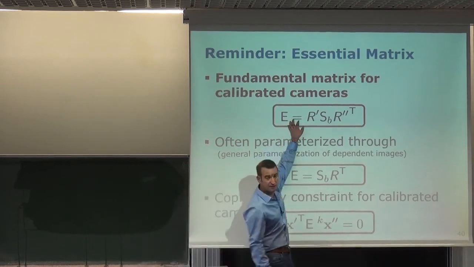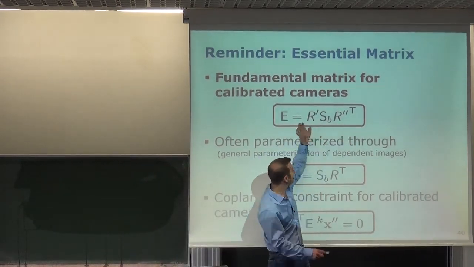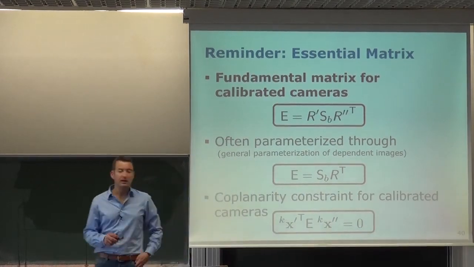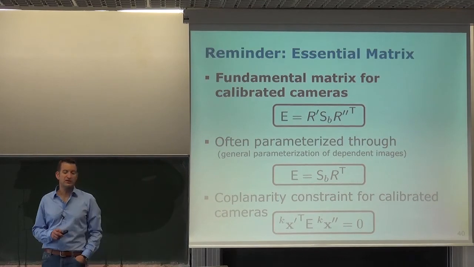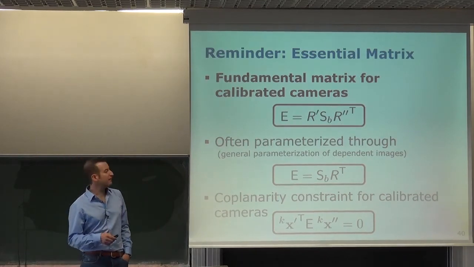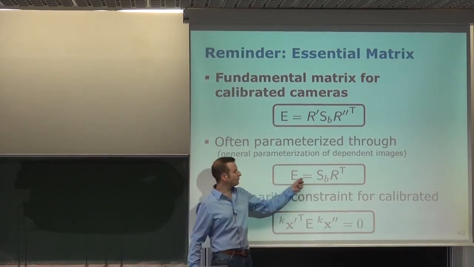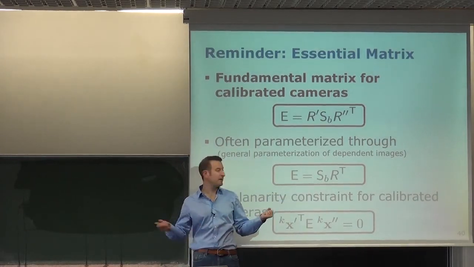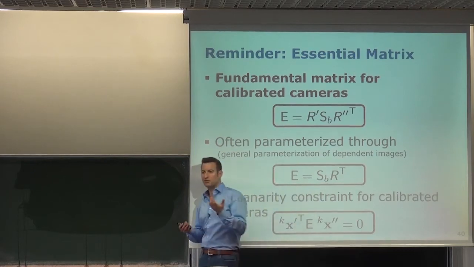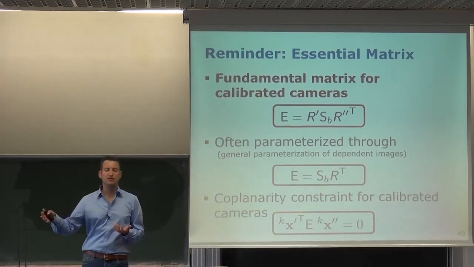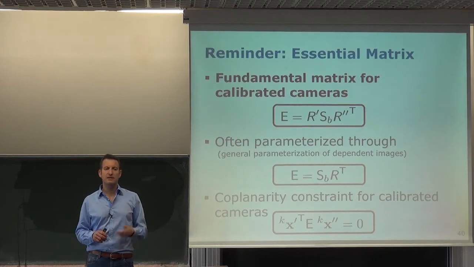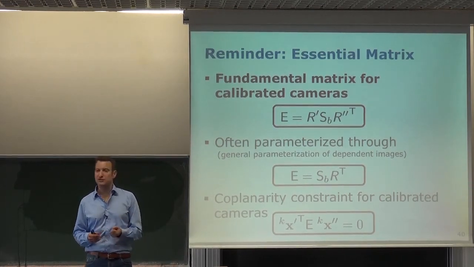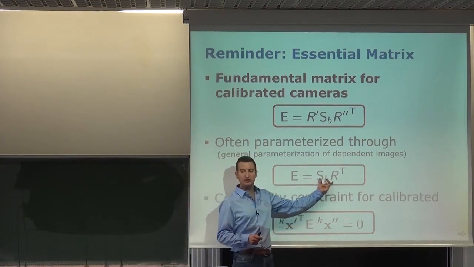So in the equation of the essential matrix, the 2 elements related to the calibration matrices are gone. And if we use the general parameterization of dependent images, we typically have this simplified form of the essential matrix, so it's only the product of the skew-symmetric matrix encoding the baseline and the rotation matrix, which tells me how the second camera is rotated with respect to the first camera. The first camera in this local frame is in the origin, and the rotation matrix is the identity, and therefore this expression is simplified.